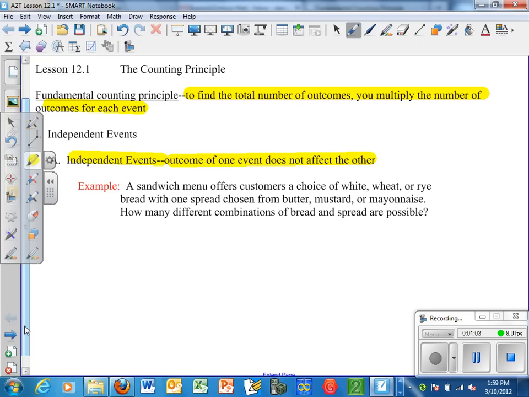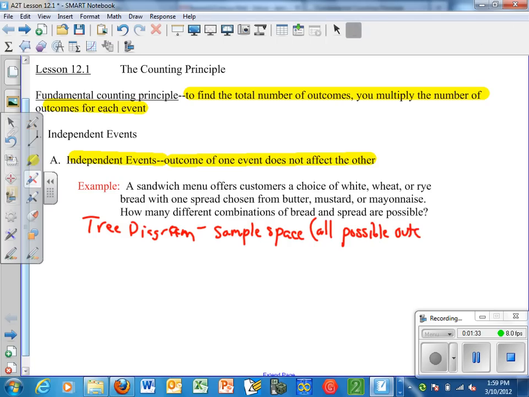I am going to make a tree diagram first, and then we will look at using the fundamental counting principle also. But the tree diagram helps us to list what's called the sample space, or all the possible outcomes. And sometimes you will be asked to do that.